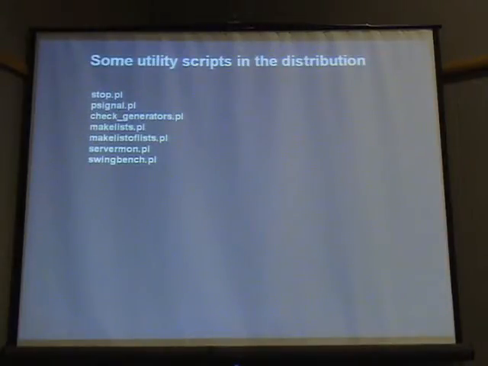Make list, that's a Perl script that makes those names files that have the parameters in it. Again, you can modify that for your own purposes. That's pretty straightforward. Make list of list. That makes the file that has a list of the unique names parameters.